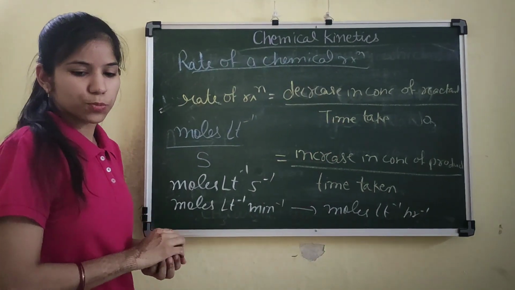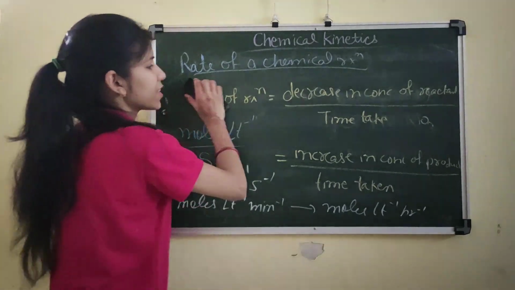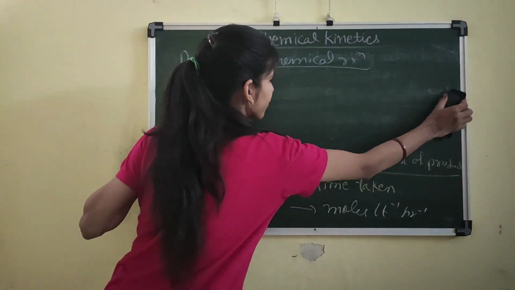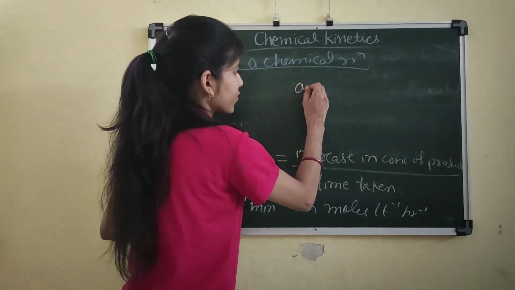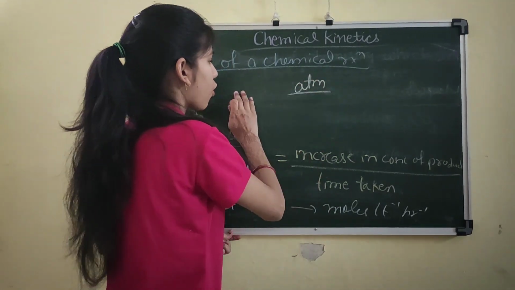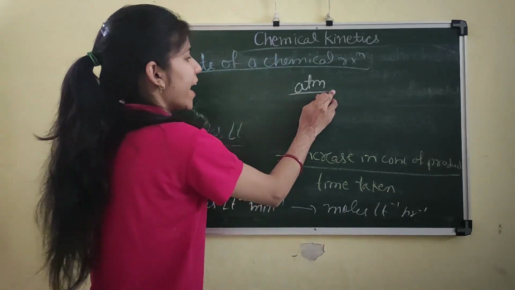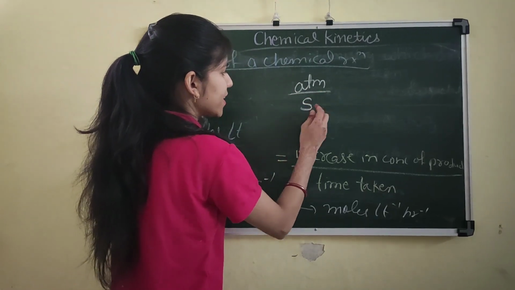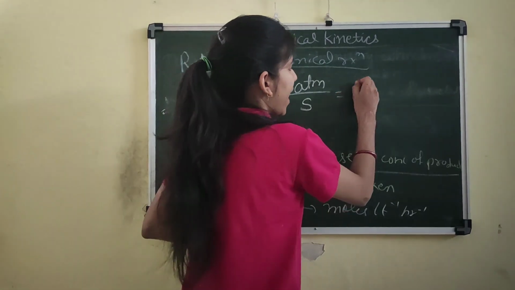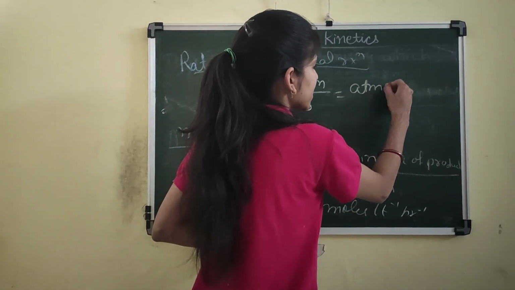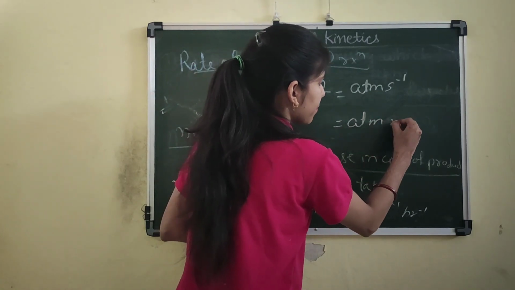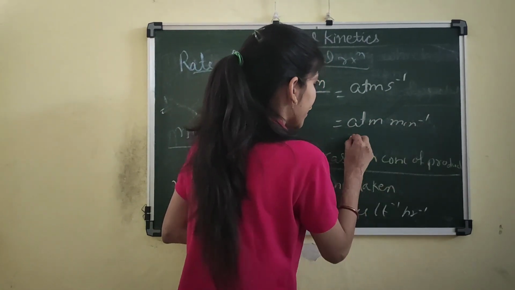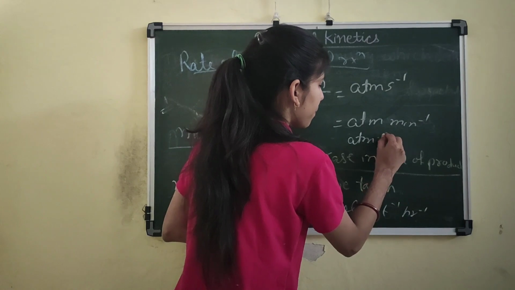And for gaseous molecules, the concentration of reactant is given in atmospheres. So the unit for gaseous molecules is atmosphere divided by second. So it will be atmosphere per second, atmosphere per minute, or atmosphere per hour.